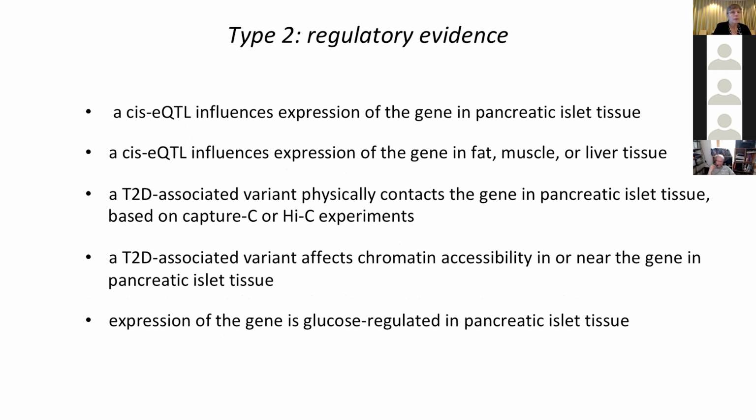particularly in pancreatic islets, but also in other T2D relevant tissues like fat, muscle, and liver. They also looked to see whether capture C or Hi-C experiments had shown that a T2D associated variant contacts a gene in islets, or whether a T2D associated variant affects chromatin accessibility in or near the gene in islets. They also considered one published study where they looked to see whether genes were glucose regulated in islet tissue. And so in this method, they assigned a score if a gene was glucose regulated in pancreatic islets.